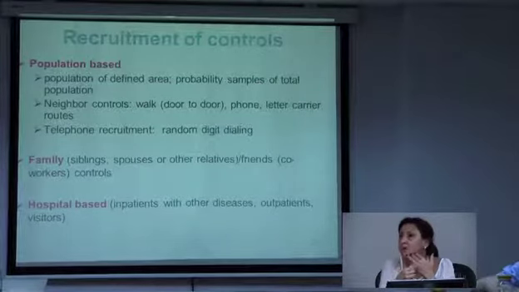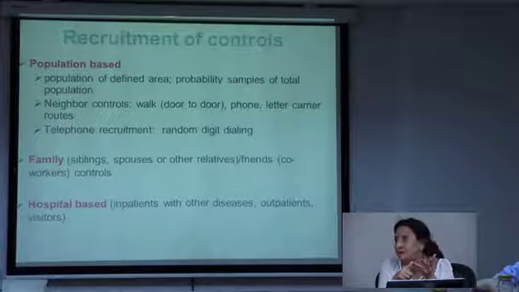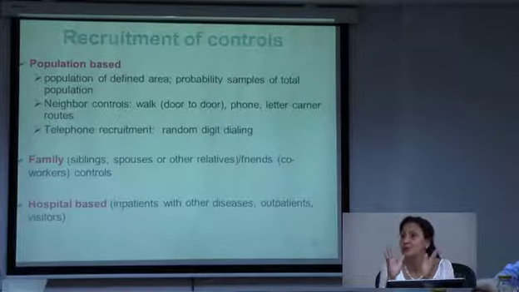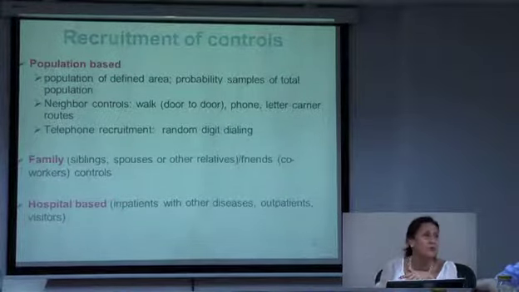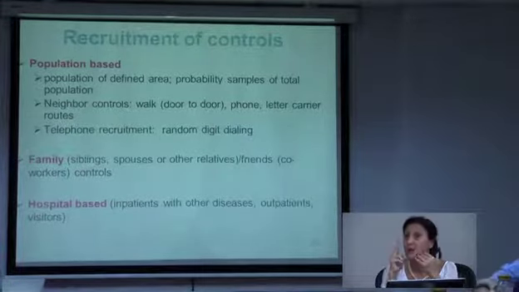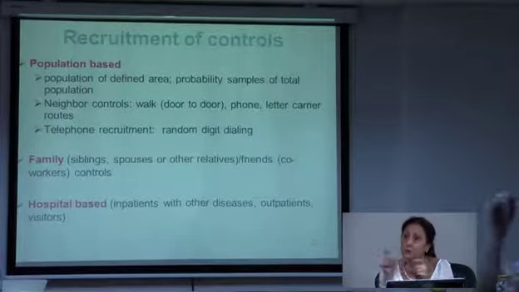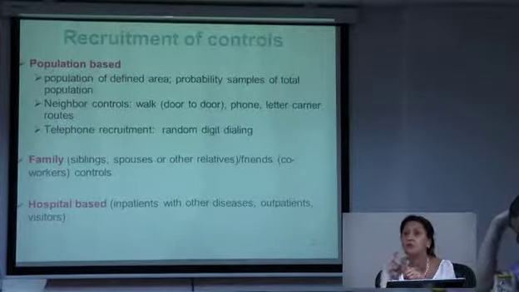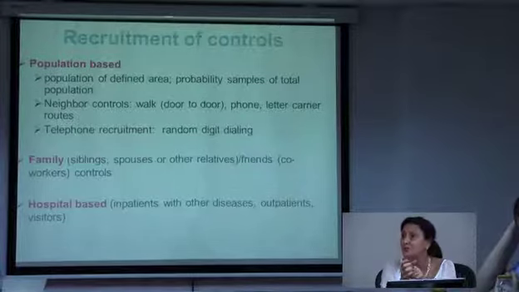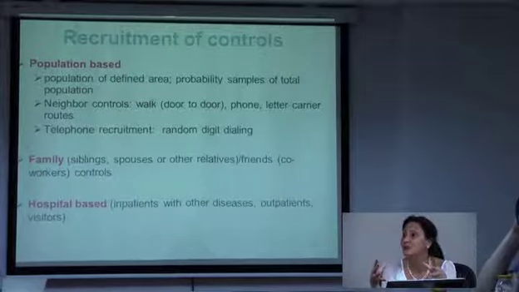You can take surgery patients, outpatient. Surgical patients are the best usually. Orthopedic, people coming for hip fracture, etc. These would be best. So therefore, inpatient with other diseases, be careful when you pick up these other diseases, outpatient or visitors. The visitor controls are similar to the population base, it's very much a population base, and they are approachable.